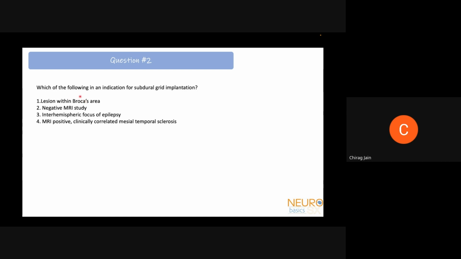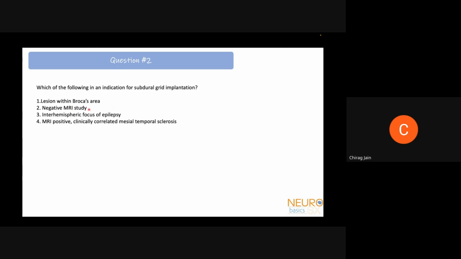Okay. So which of the following is an indication of subdural grid implantation? Lesion within Broca's area, a negative MRI study, an interhemispheric focus of epilepsy, or an MRI positive clinically correlated mesial temporal sclerosis. As I've mentioned multiple times, the only current indication for a subdural grid implantation is a lesion within an eloquent cortex. So a lesion within Broca's area would be the only indication out of these.